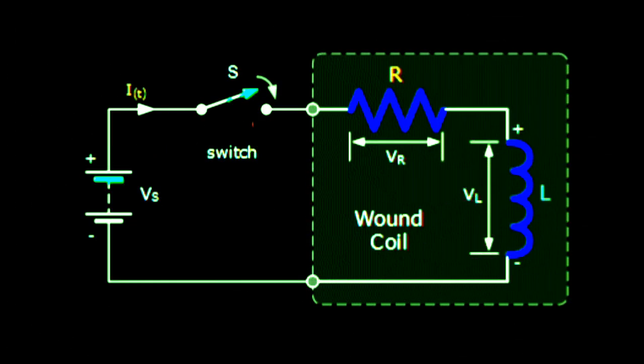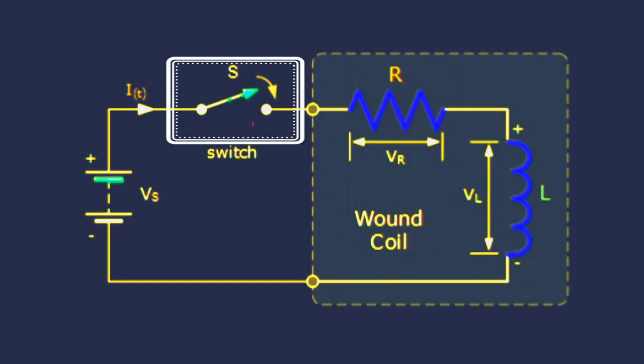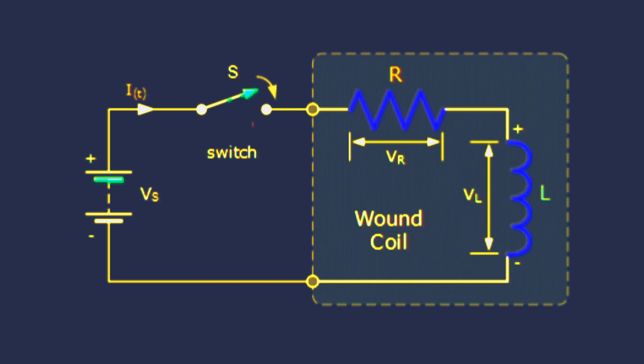Consider the circuit of a pure inductor. With the switch open, no current flows through the inductor coil. As no current flows through the inductor, the rate of change of current, di/dt, in the coil will be zero. If the rate of change of current is zero, there is no self-induced back EMF within the inductor coil.